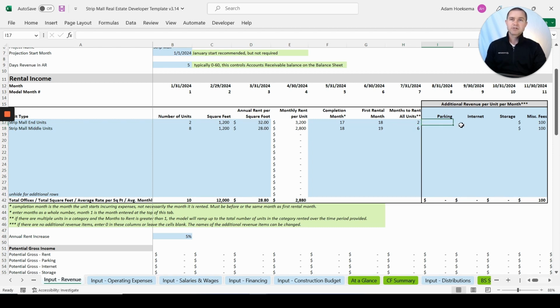Now you can also enter in additional revenue per unit. If you're charging for parking, perhaps, that's probably unlikely in this type of scenario. Maybe storage, you have some storage space, or just miscellaneous like common area maintenance fees. You could add those in here as well.